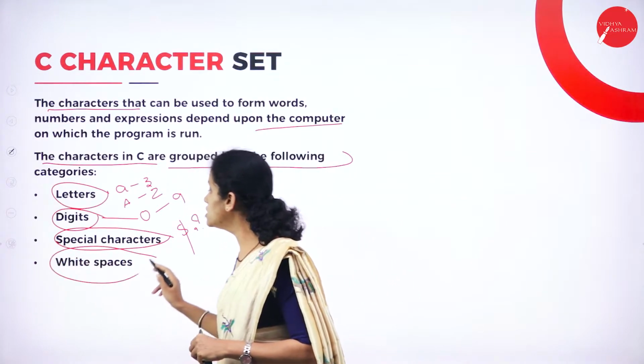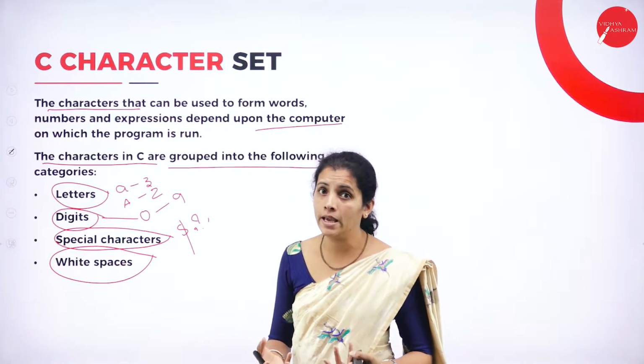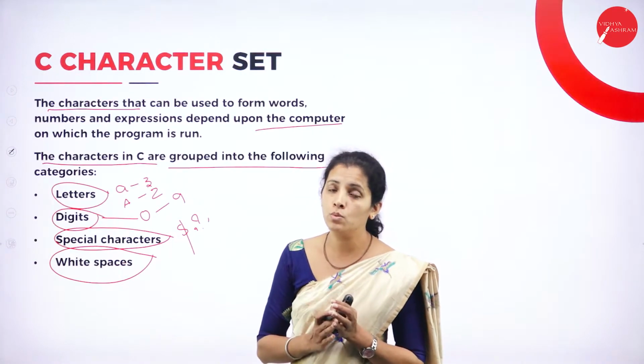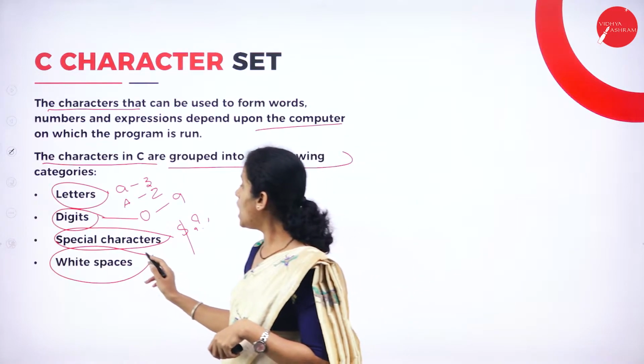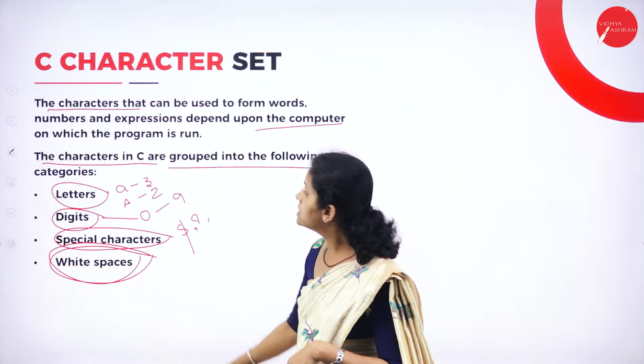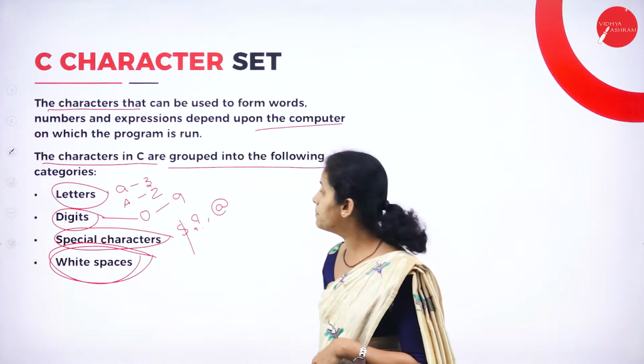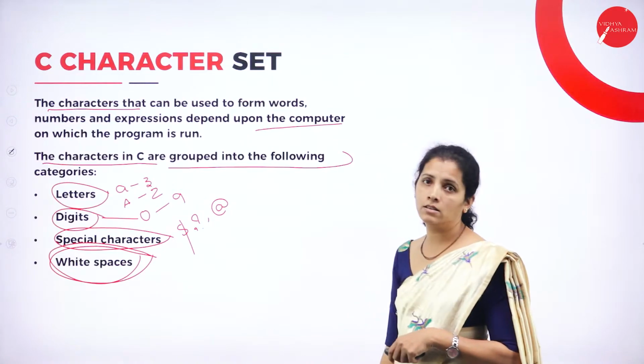And white space. So what is this white space? That is empty space, or space between 2 words or 2 numbers, known as white space. And if I consider special characters, I can have the at the rate symbol. Okay, these are the examples for special characters.